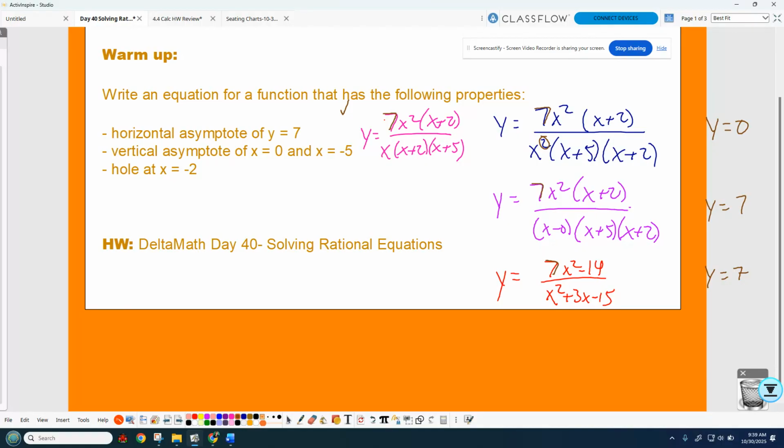Actually the hole is easier first. Because it said there's a hole at x equals -2. You needed a factor of x plus 2 over x plus 2 in each of these. And we have that down here. Factoring the 7 out, it's an x squared minus 2. It needs an x on the 14.